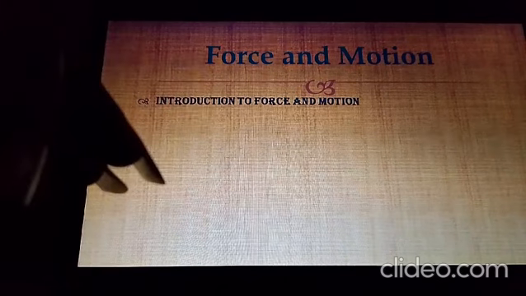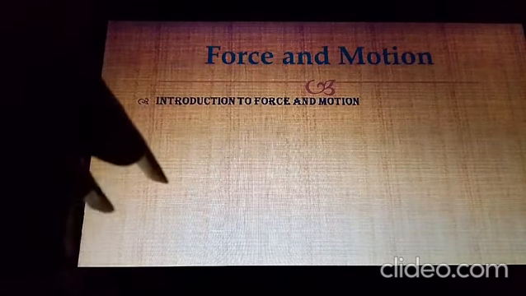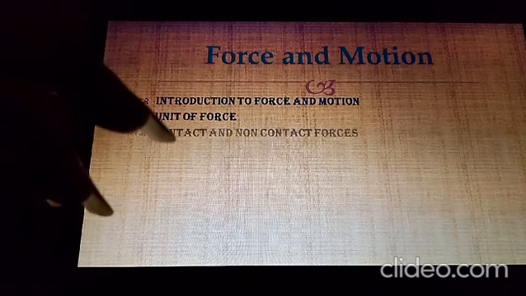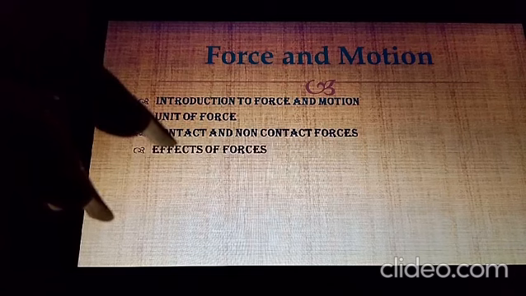First, we will see the major topics which we will cover in this lecture. The first one is introduction to force and motion. What is the unit of force? Contact and non-contact forces. What are the effects of forces? What is motion, speed, and velocity?